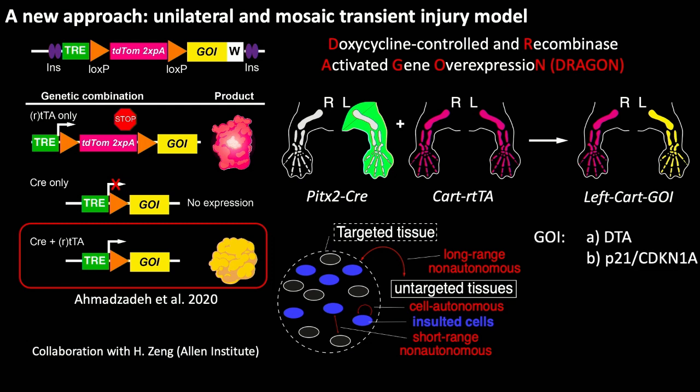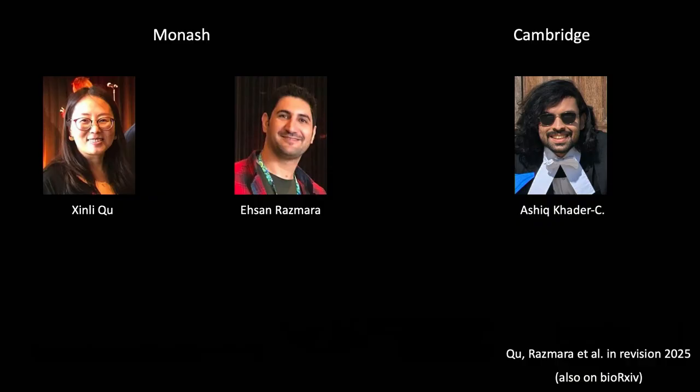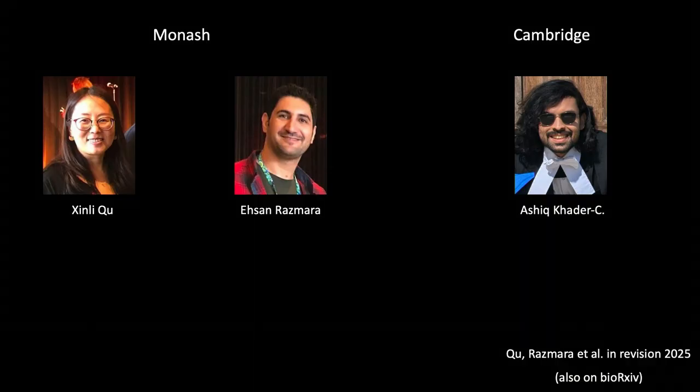The typical genes of interest that we express are diphtheria toxin to kill cells, or p21 to block proliferation. And as I said, because it depends on doxycycline, it's inducible and reversible, so we can control the timing. Okay, so this is a story which is under revision now. It's also on bioRxiv if you are curious.